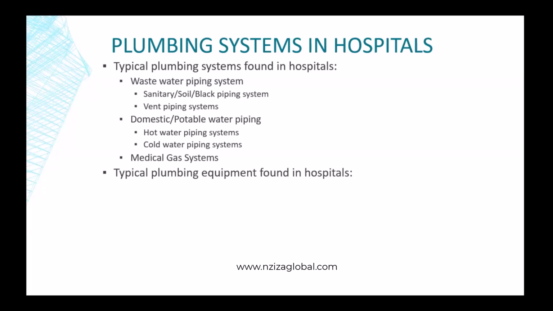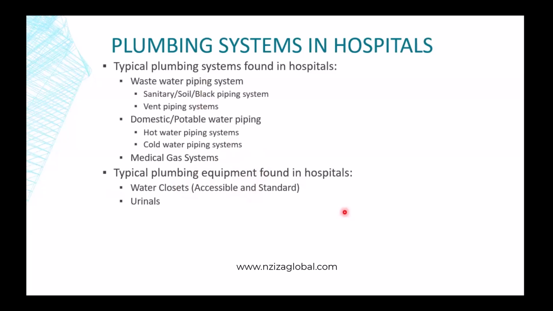Now let's talk about the typical plumbing equipment that you will find in a given hospital. You'll have the water closets that will include both the accessible as well as the standard. Accessible are the ones that are capable of accommodating the special needs of a person maybe who is in a wheelchair, basically a handicapped person.